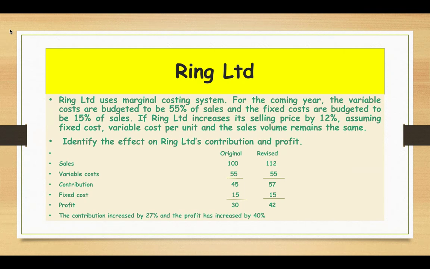27%. And the profit also increased by 40% because the original profit is 30, the new profit is 42. So 42 minus 30, divided by 30, times 100, you will get 40%. So here, the contribution and the profit have increased. We'll see why it has increased: the only increase is your selling price. The rest remain the same.